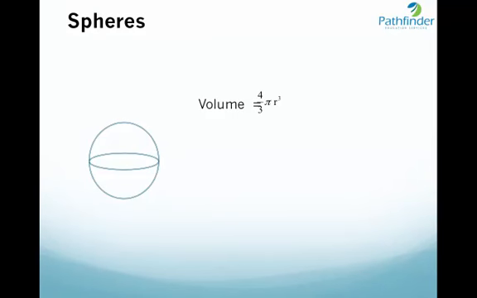Sphere. Volume of a sphere is 4 by 3 pi r cube. Total surface area of a sphere is 4 pi r square.